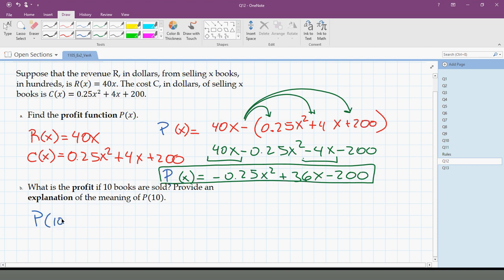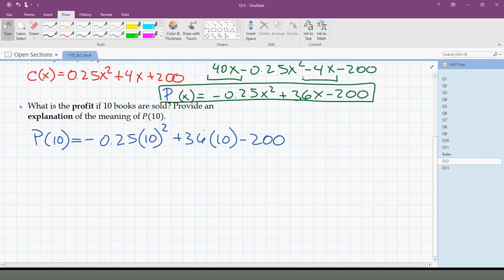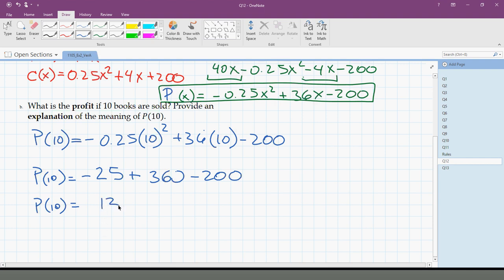So P of 10. We're going to use that function, but we're going to substitute all our X's for 10. Negative 0.25 times parenthesis 10 squared plus 36 times 10 minus 200. You can put that in your calculator. So we get here a negative 25 plus 360 minus 200. If I add and subtract, I will get 135.